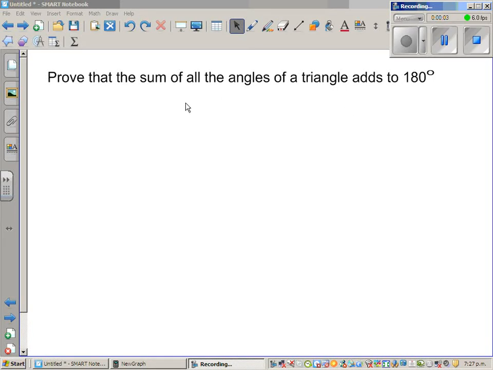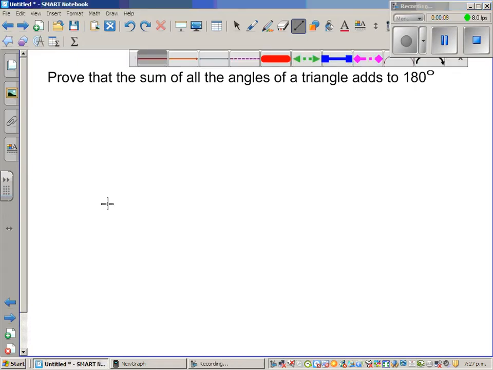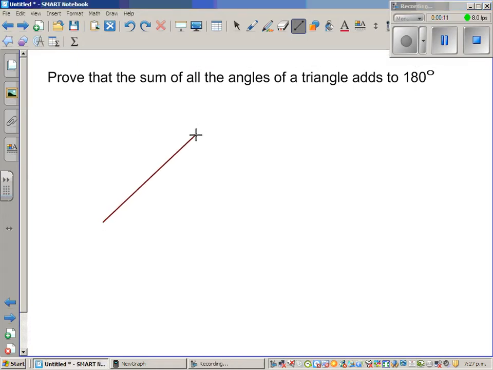Prove that the sum of all the angles of a triangle adds to 180. So let's draw a triangle. Say this is any arbitrary triangle. Say this is one side. I'm using a line tool. This is the other side, and this is the third side. So there are three sides in a triangle.